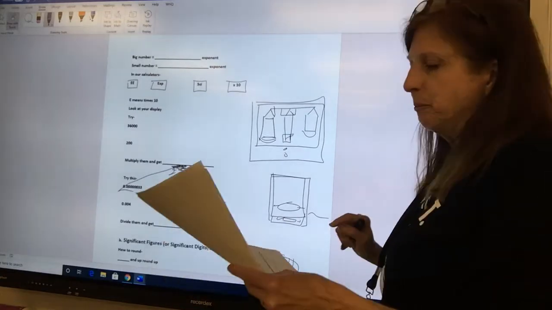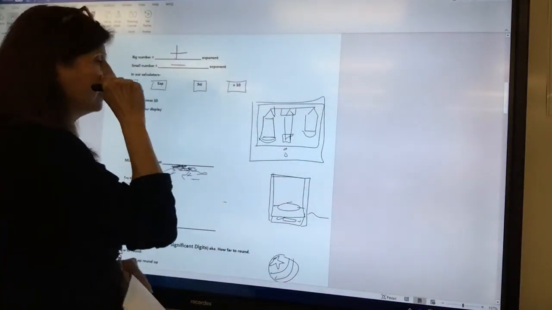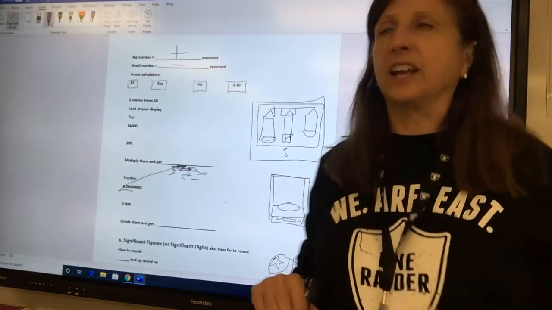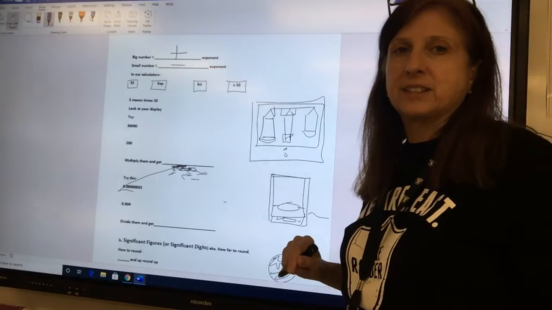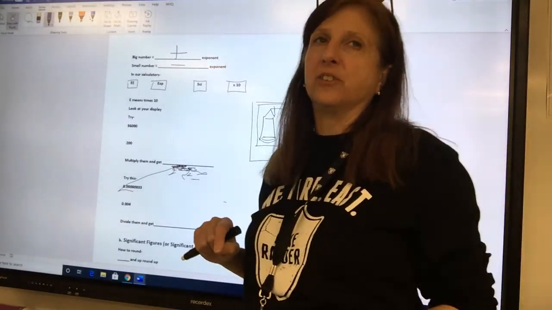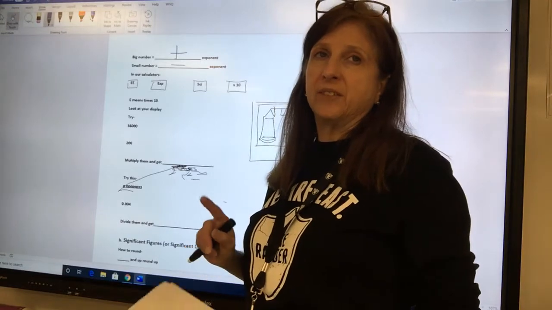So if it's a big number, it is a positive exponent. If it's a small number, it's a negative exponent. Okay, now, this is if you have your calculator. Now's the time to get it out so you can learn how to use it. On our calculator, there is a button for scientific notation.